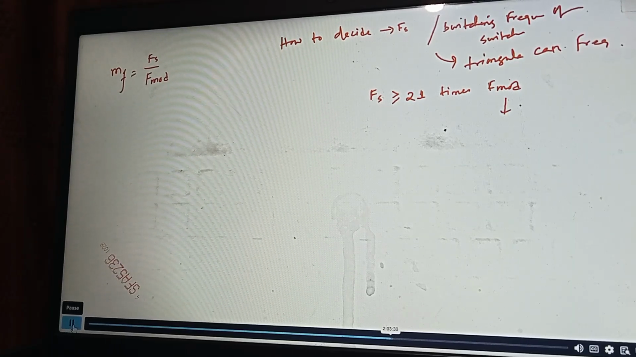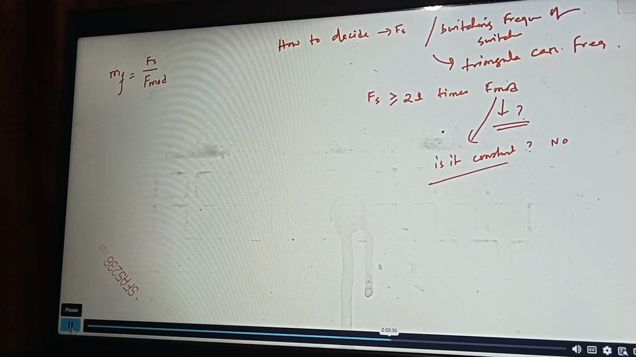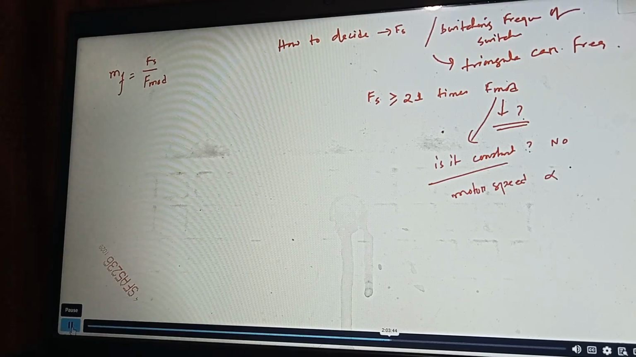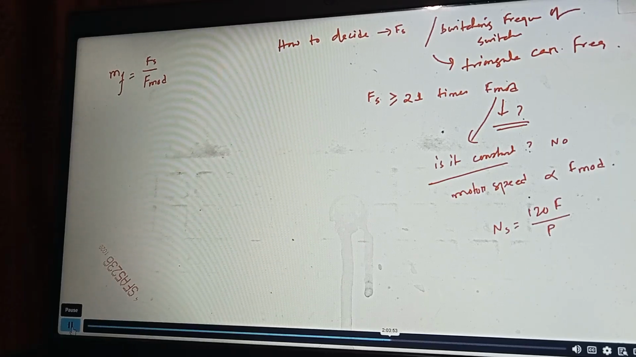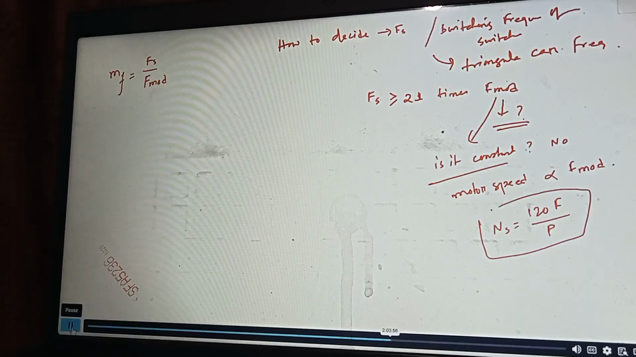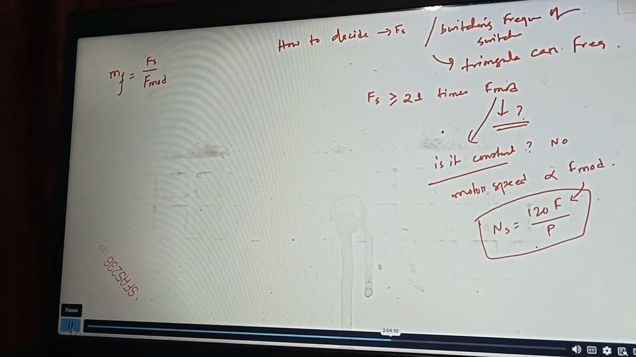Now, how do you decide F modulating signal? Is it a constant? The answer is no, because motor speed is directly proportional to F mod. How? If you remember, our synchronous speed is 120 F by P. So the motor speed is proportional to F mod. Basically, F mod decides the power supply frequency that you are giving to the motor, the current or voltage. That AC frequency depends on F mod, the modulating signal frequency.